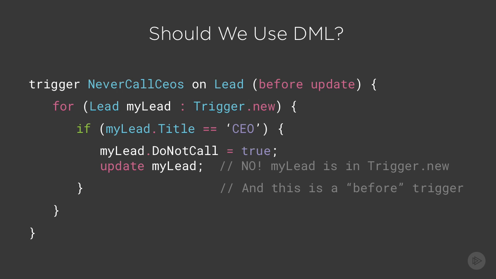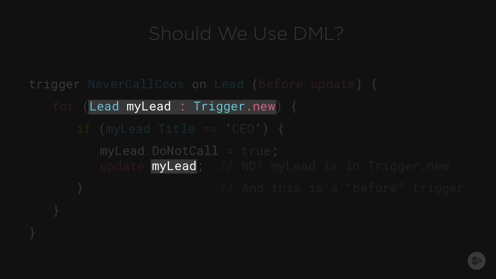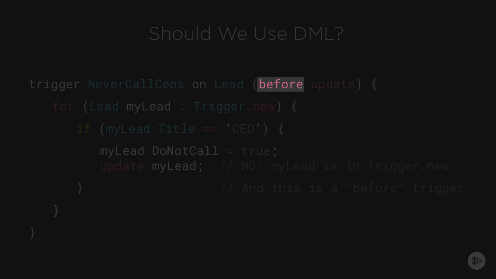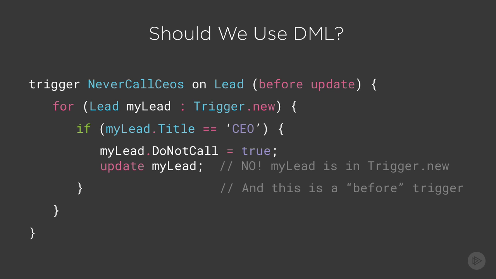For one, the record we'd use DML on is a record in trigger.new. See, my lead is the temporary variable for a lead in trigger.new. Add to the fact that this is a before trigger, and we definitely should not do DML on my lead. The definition of a before trigger is that your trigger runs before records in trigger.new get saved. By definition, records in trigger.new will automatically be saved at some point after your trigger finishes. So doing a DML statement on this record here would be redundant, and Salesforce doesn't accept that.